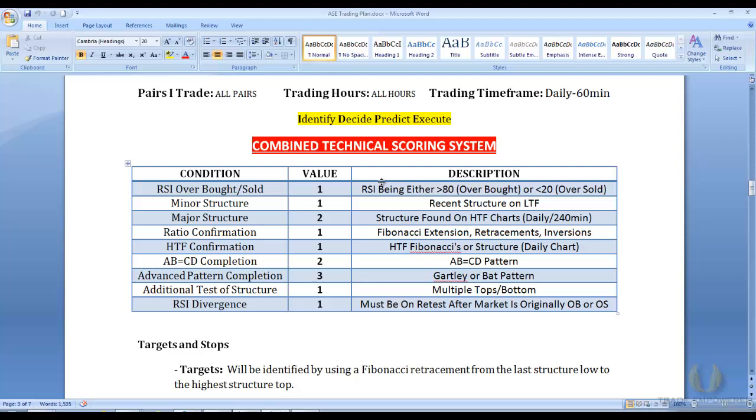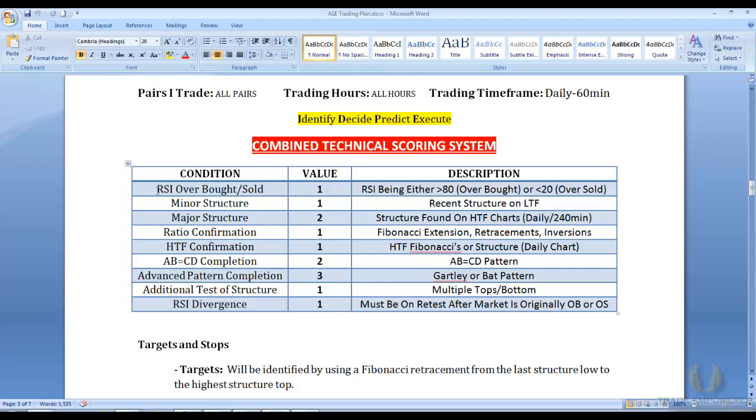And if you add this up, you can see we have a potential of 1, 2, 3, 4, 5, 6, 7, 8, 9, 10, 11, 12, 13 total points on this scoring system. Now, obviously, we don't need 13 points to trade it. Your trading opportunities would be few and far between. But you want to identify what is the most important to me. And here's how I would look at it.